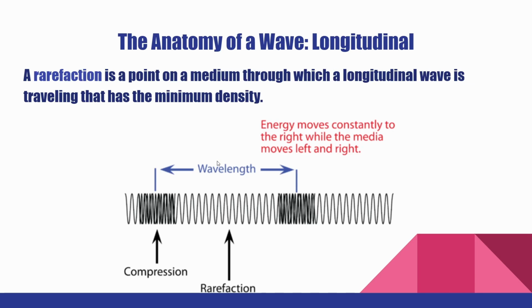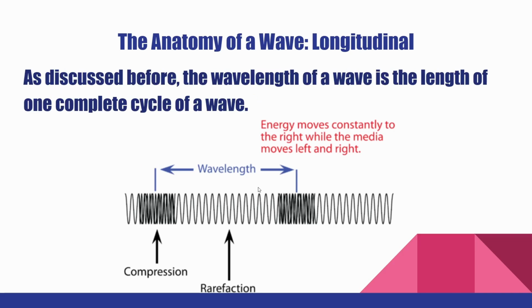And the rarefaction is where the matter is most spread out. So it's in between the compressions. And then, of course, wavelength is still the length of one complete cycle. So you could go from compression to compression or rarefaction to rarefaction.